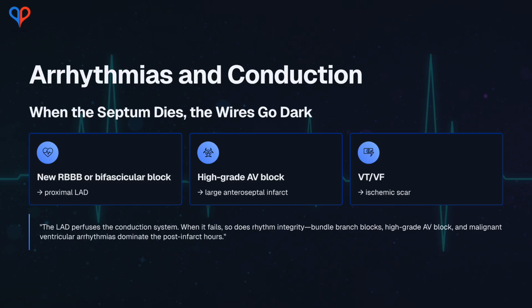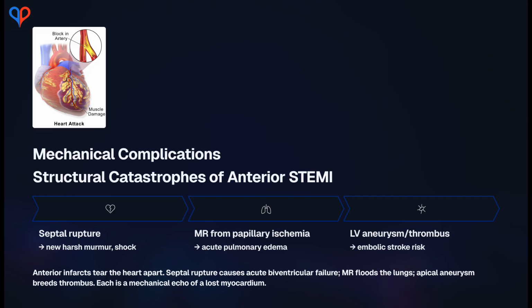ischemia and reperfusion. These rhythm disturbances may present as sudden hemodynamic collapse and require immediate defibrillation, aggressive correction of electrolytes, and optimization of anti-ischemic therapy. Mechanical complications are a feared consequence of large anterior infarcts. Rupture of the interventricular septum leads to an acute ventricular septal defect, with a sudden left-to-right shunt, abrupt hemodynamic deterioration, a new harsh holosystolic murmur at the left sternal border, and rapid escalation of pulmonary edema and shock.